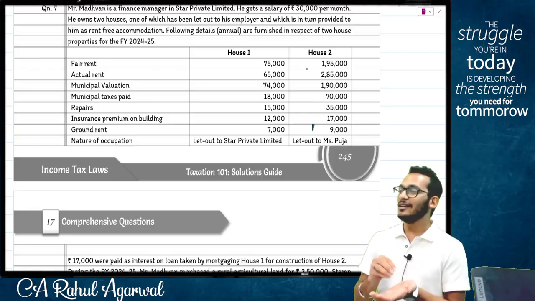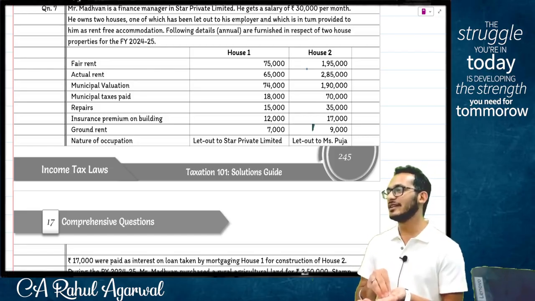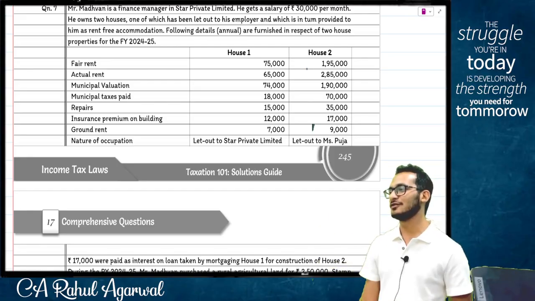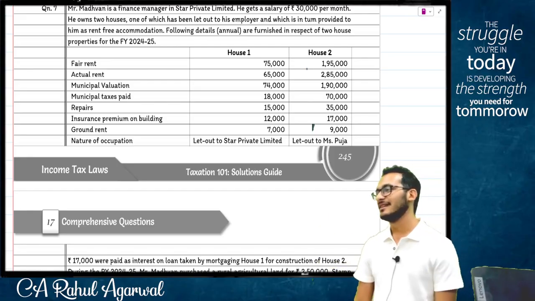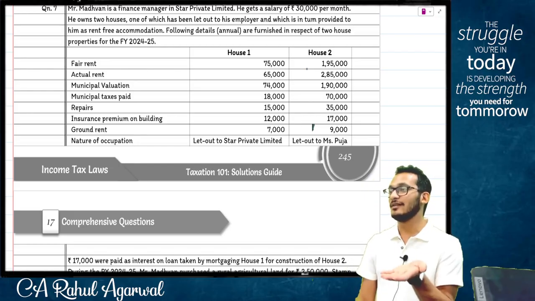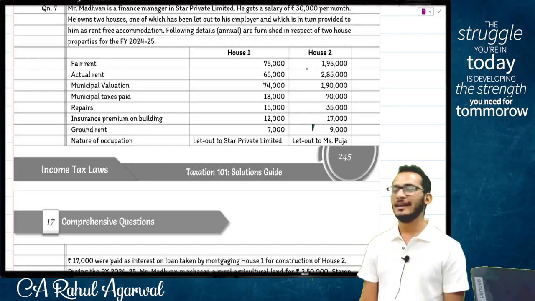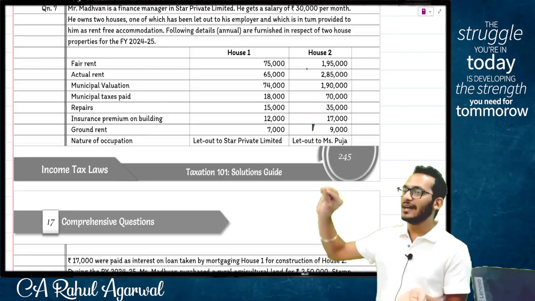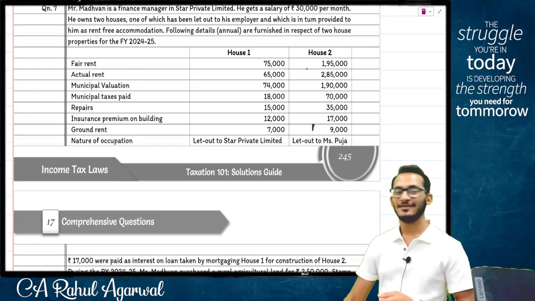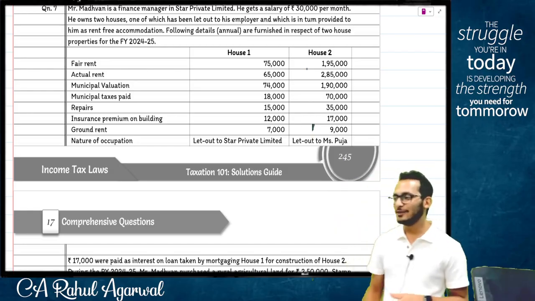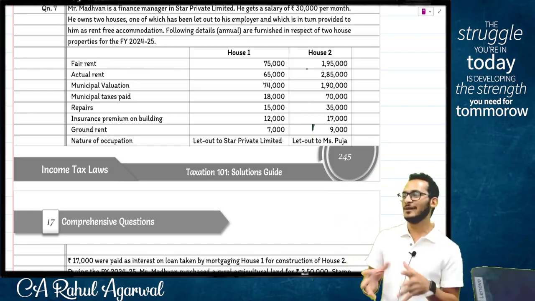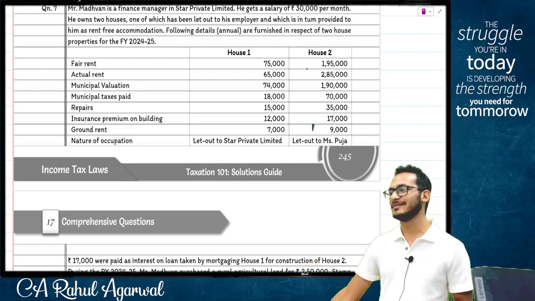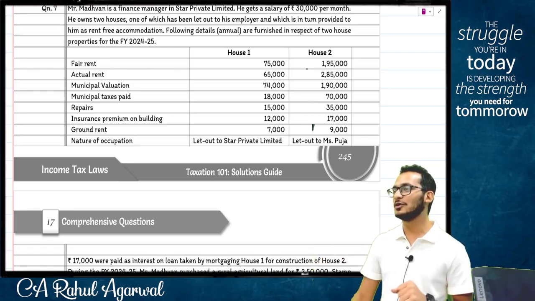If it was my own house, I would have called it SOP. I would have 0 here. But now, on the contrary, I'm having LOP also, RFA also. Where I should have gotten a loss from SOP, I am technically now getting income from HP and salary perk also. This was basically ICAI's way of asking multiple heads in the same question.